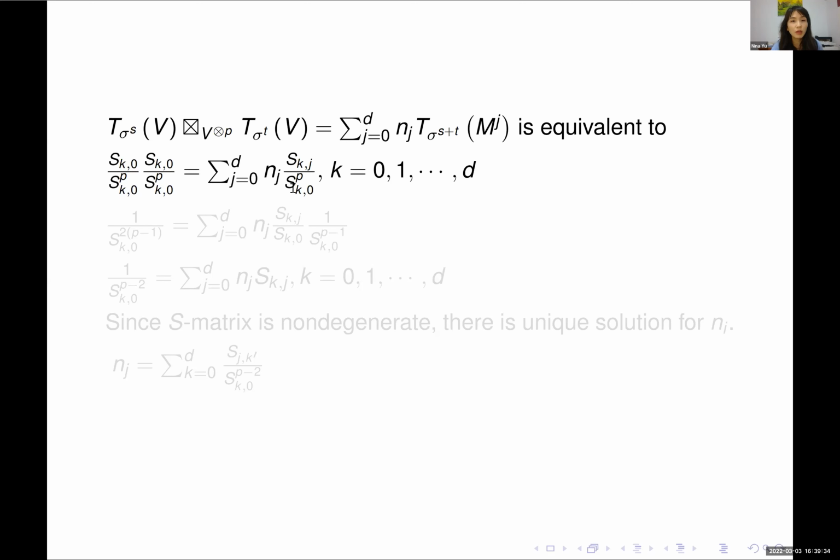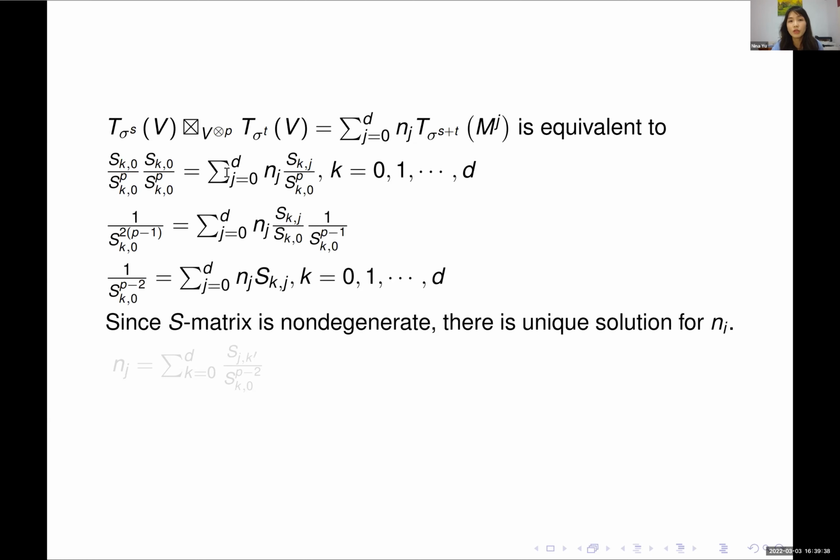Now, if you simplify the equation here, then you will find that finally this equation can give you the corresponding equation here, and this is N_J. N_0 to N_D are the numbers we want to find, and the coefficient is actually just S_KJ, and on the left-hand side you have this. Those are entries from the S matrix of the VOA V.